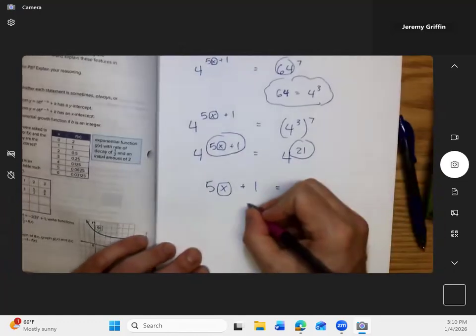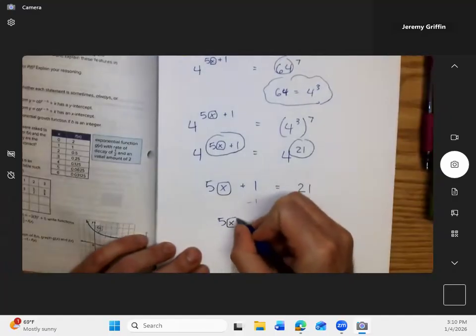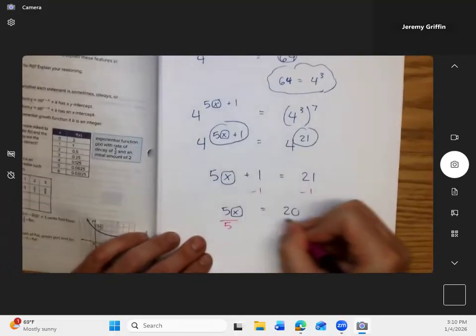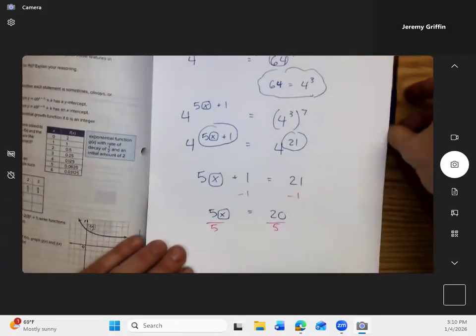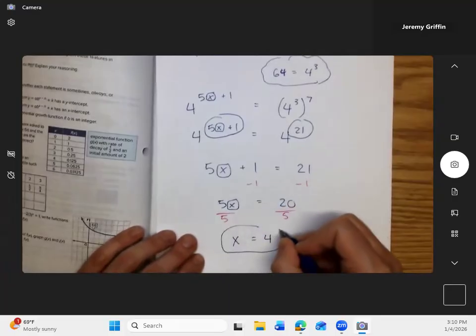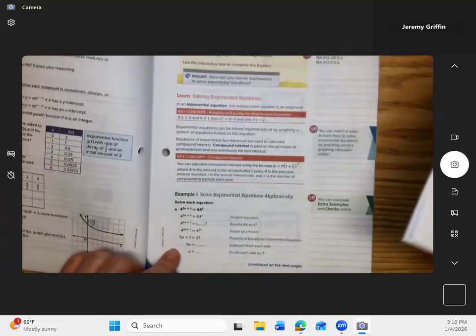So subtract 1 from both sides. So 5x equals 20. Divide both sides by 5, and then we've got x is equal to 4. So that's got to be the answer. Make sure that's what the book got. Well, they didn't quite finish it, but it's probably what they got.